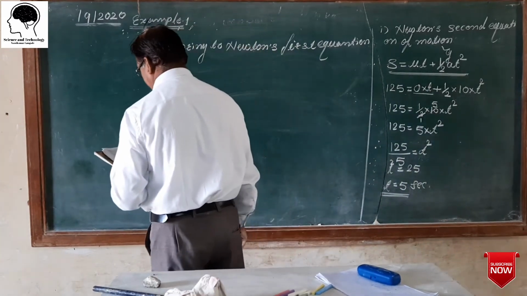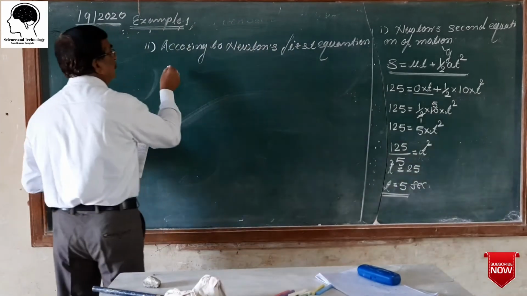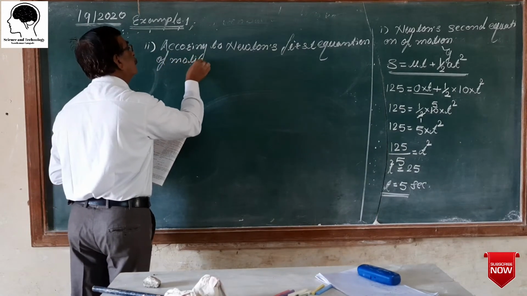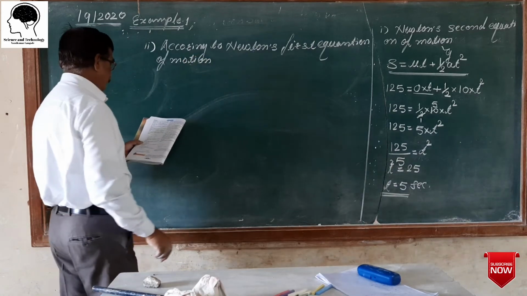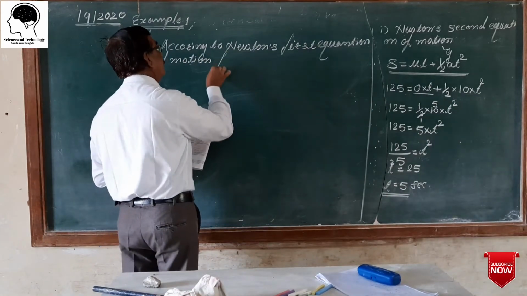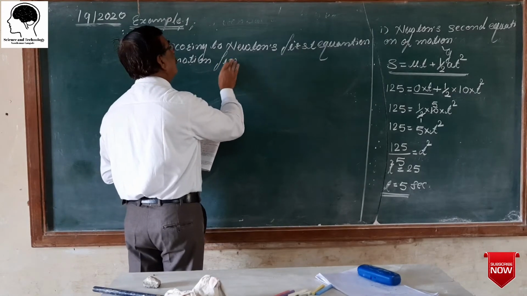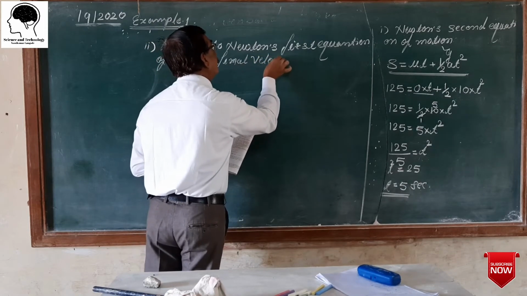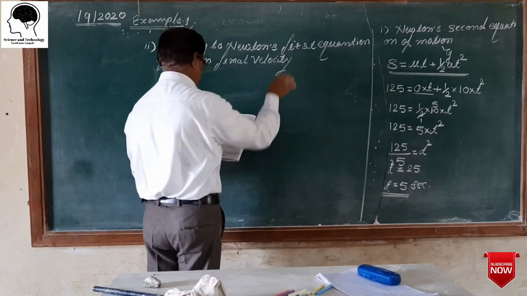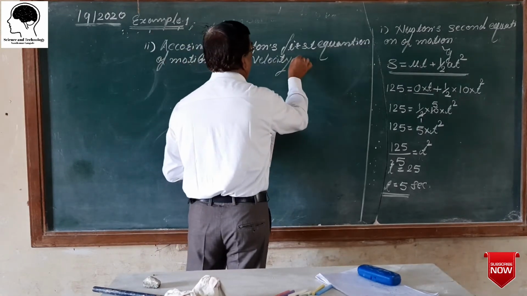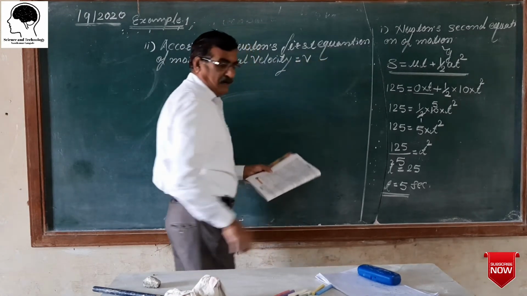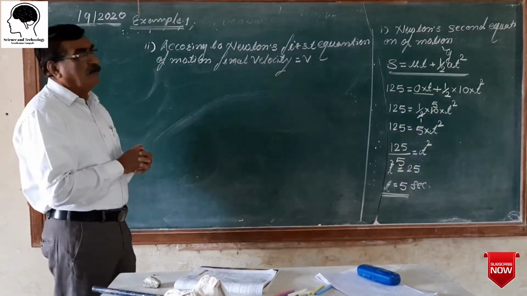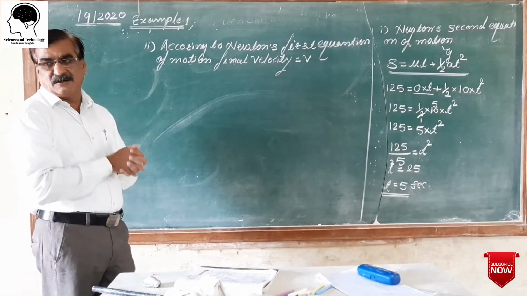Newton's first equation of motion, final velocity, that is v. Why did we choose this equation? Because we have to calculate the final velocity.